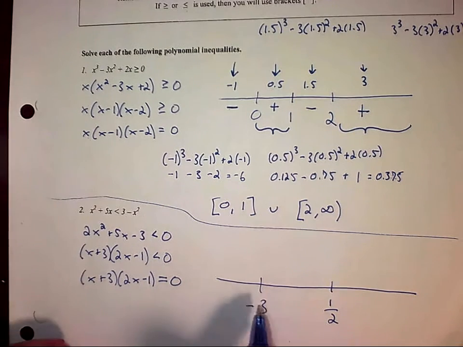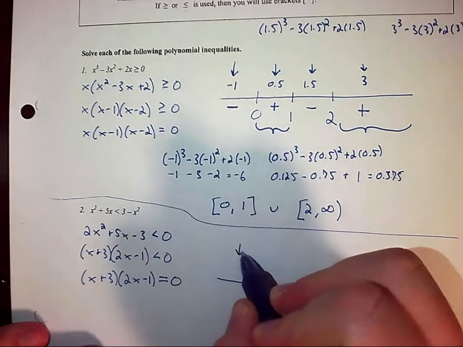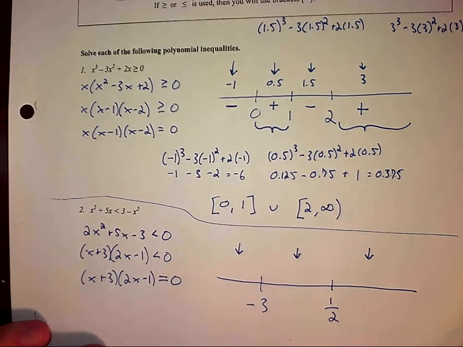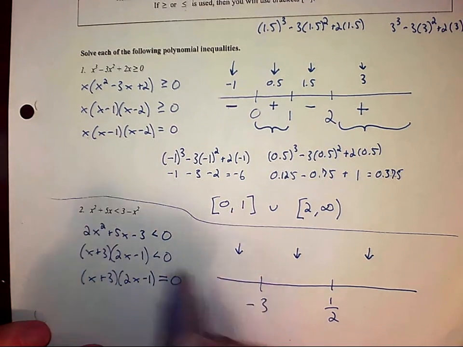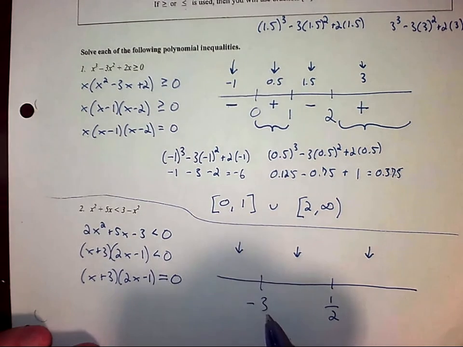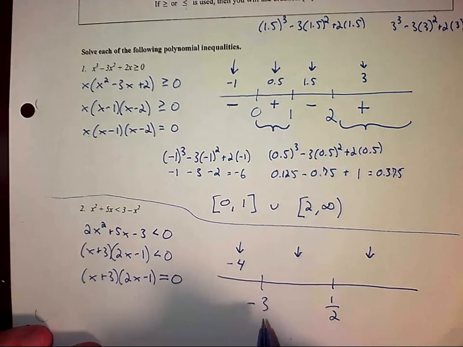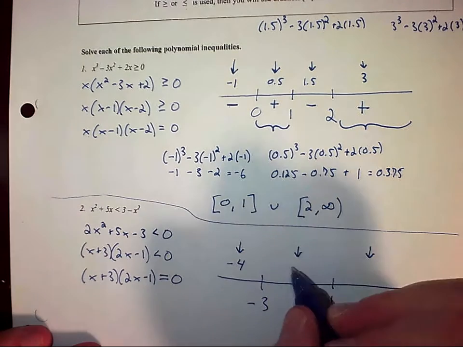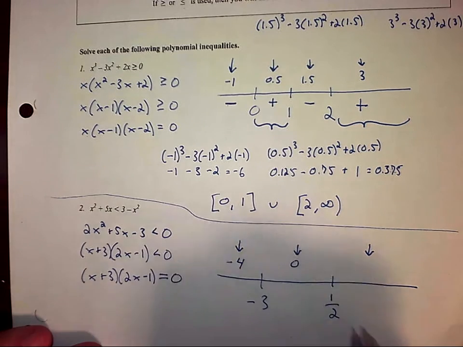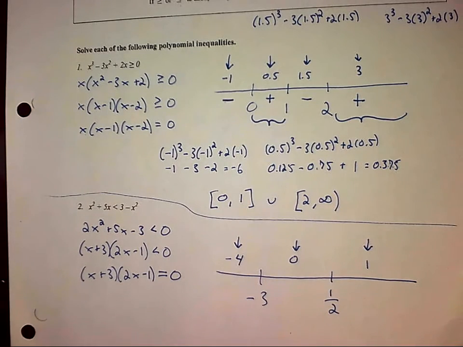So now we have our 2 boundary points, and now we just need to pick test values in each one of these sections, and then put those test values back into our original equation. All right, so we want something less than -3. Here I'm going to pick -4. Want something between -3 and 1/2. Here I'm going to pick 0. And we want something that's greater than 1/2, so here I'm going to pick 1.